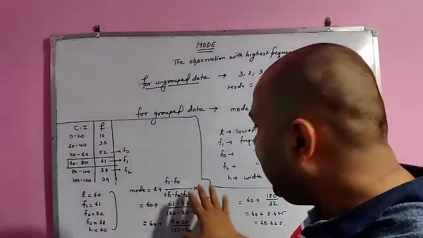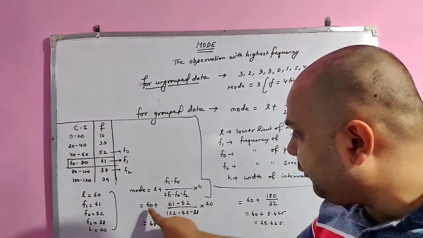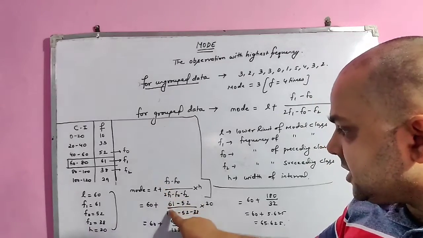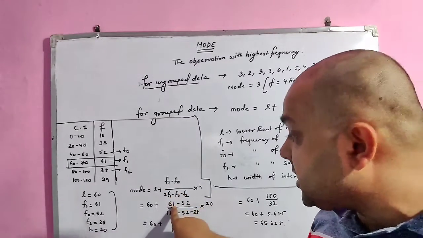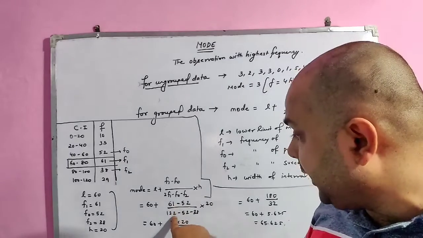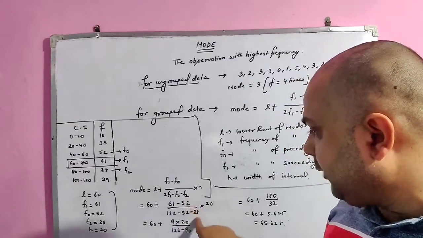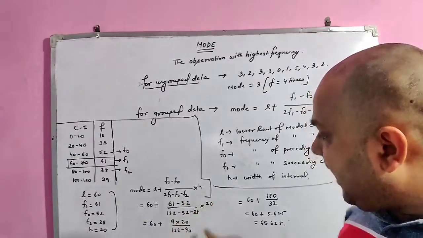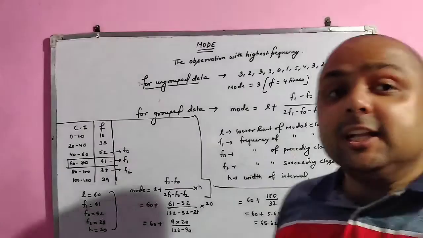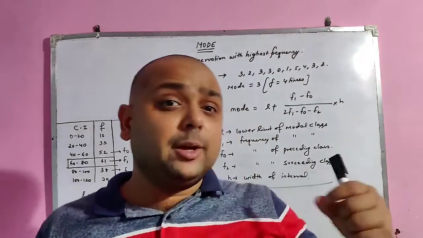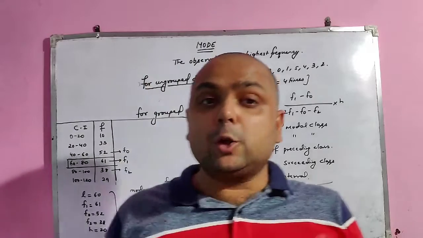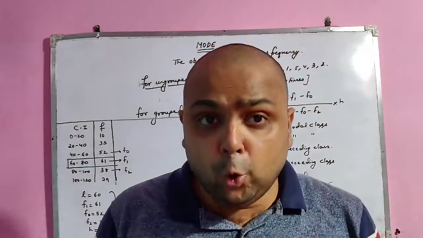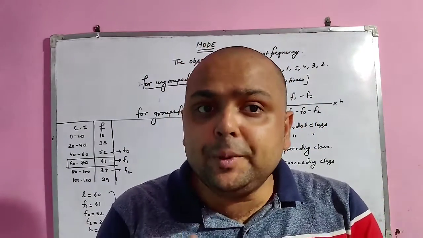So just applying the formula, L we have 60, F1 we have 61, F0 we have 52. 2 times F1 means 61 multiplied by 2, we have 122, then the F2 value and h value. Simplifying and solving, we get the value of the mode as 65.625. So in this way we calculate the mode for the given grouped data.